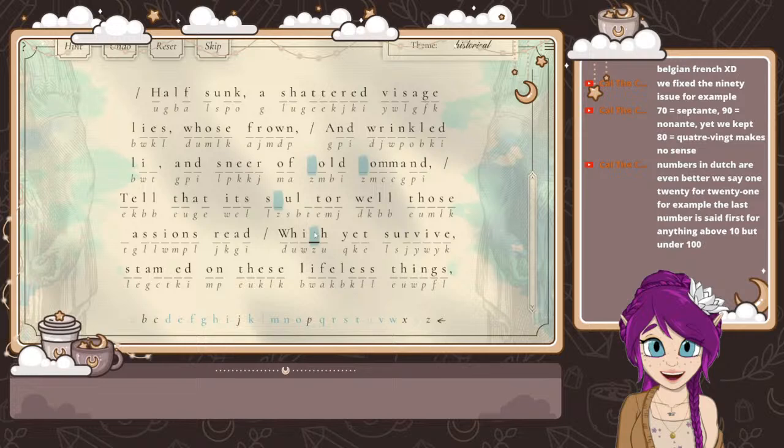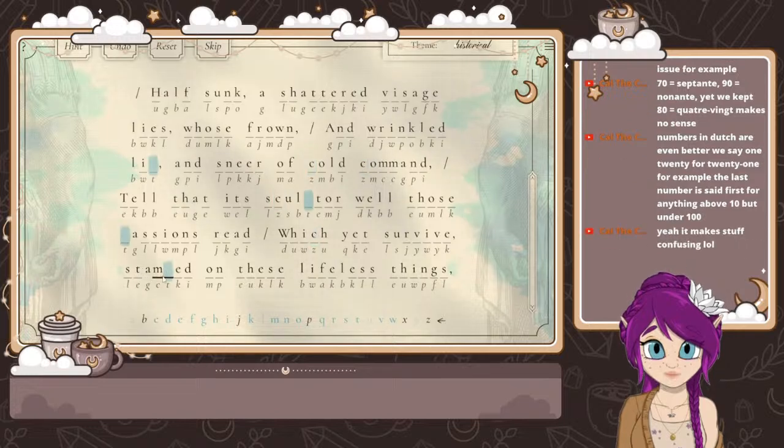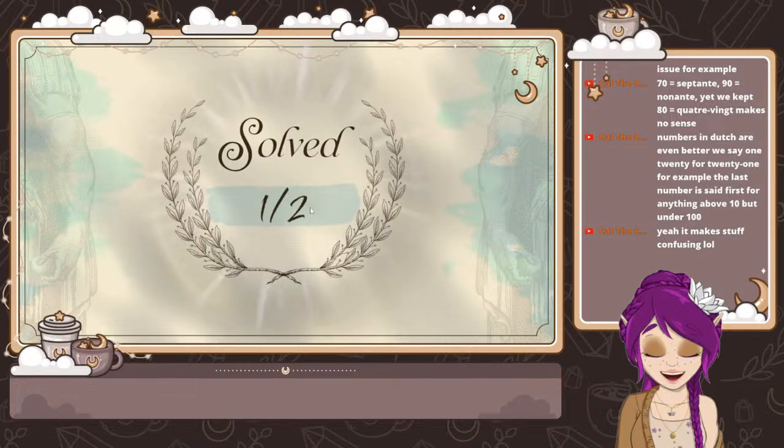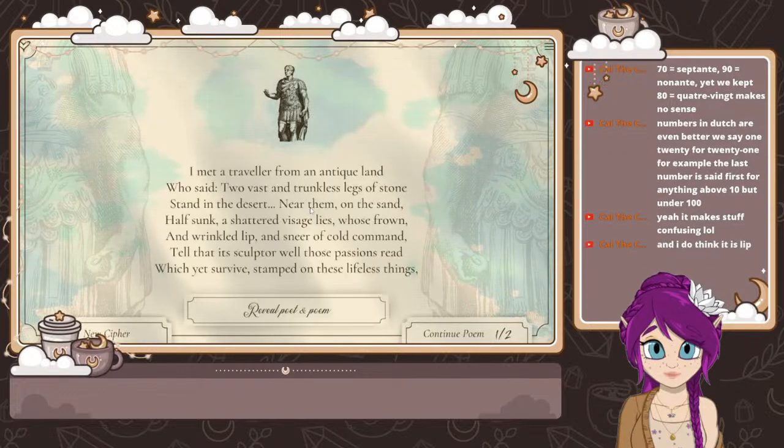Which yet survive. Stamp, it is P. Sculpture? Oh, there you go. It was lip. Yeah, it was lip.